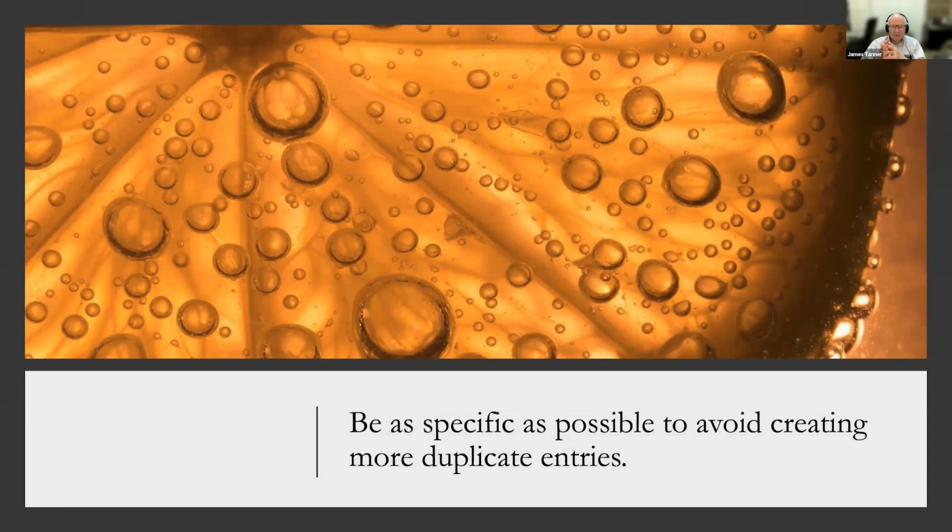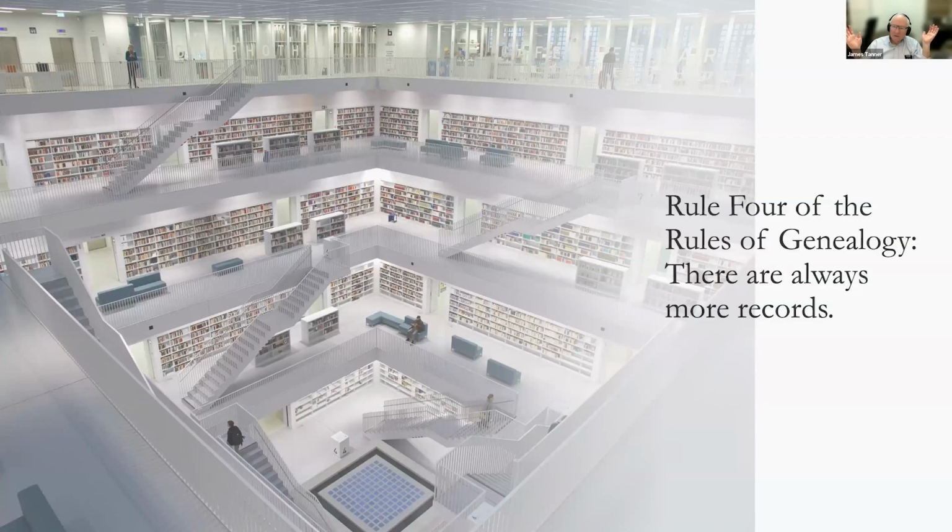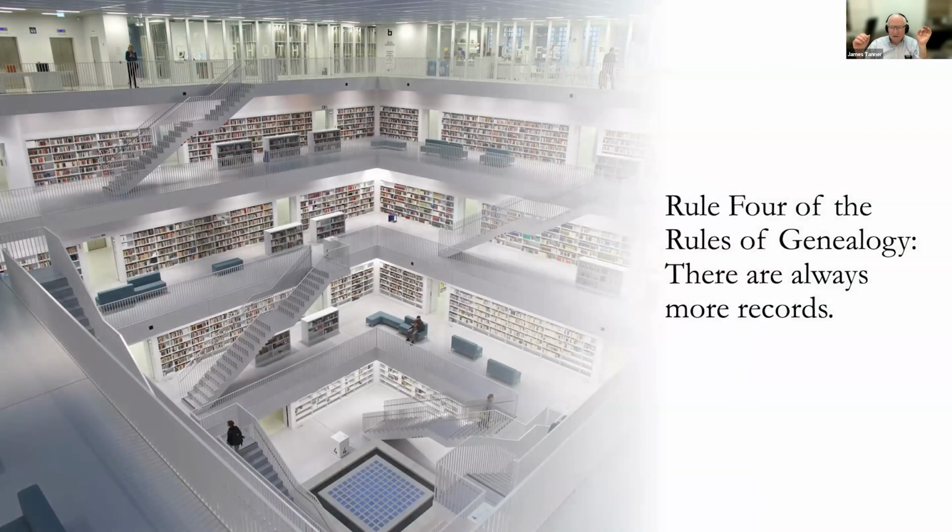Most of the time when you find duplicates on any of the family trees, you find them because the information on one or both of the records is so vague as not to give an accurate picture of who the person was. So here's rule 4 of the rules of genealogy: there are always more records.